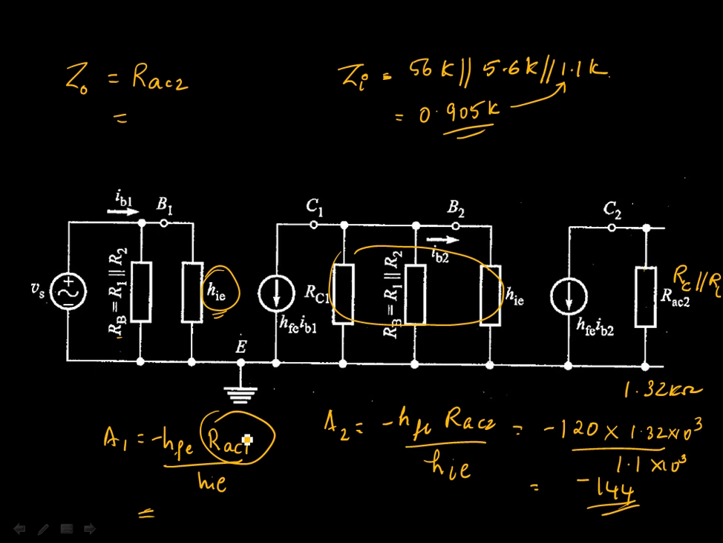RAC1 is a parallel combination of 6.8, 56, 5.6 and 1.1, which you will get as 0.798 kilo ohm. And HFE by HIE you can substitute, take the same value 120 and 1.1 into 10 raised to 3. You will get it as minus 87.05. So the overall gain will be minus 87.05 into minus 144, which is 12,535. You will get overall gain 12,535.